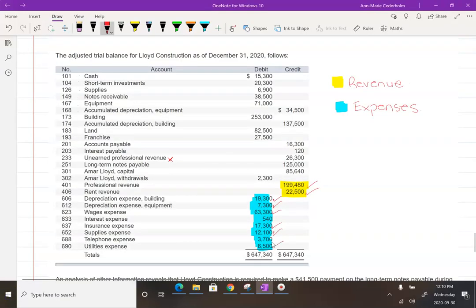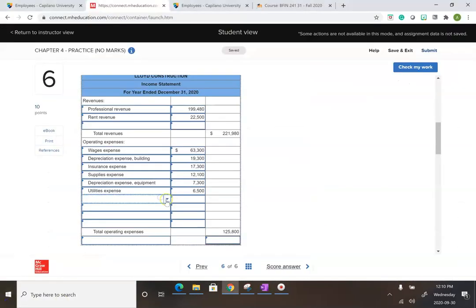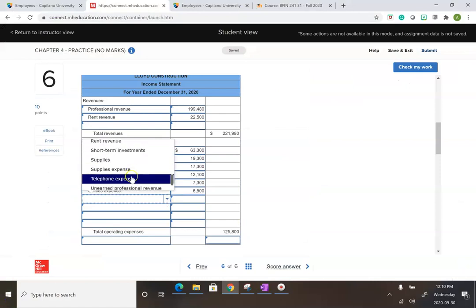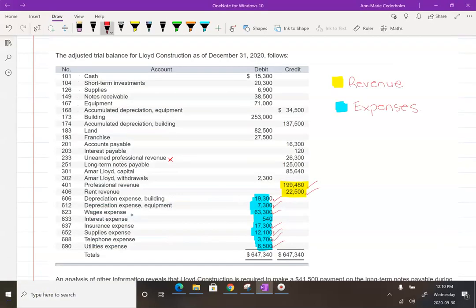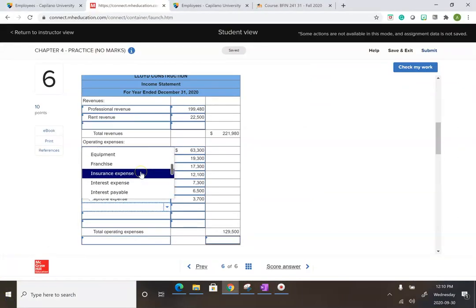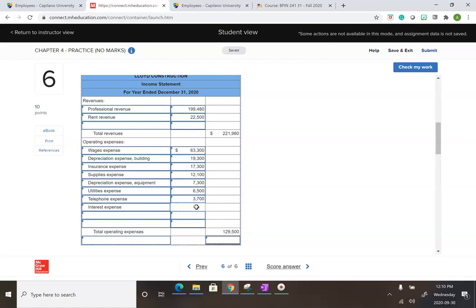And I only have two more left. So I have telephone expense next for 3,700. Telephone expense, 3,700. And last but not least, my interest expense of 540. So I just checked that one off. So interest expense, 540. Now this total operating expenses just subtotals all of the expenses that I listed here.